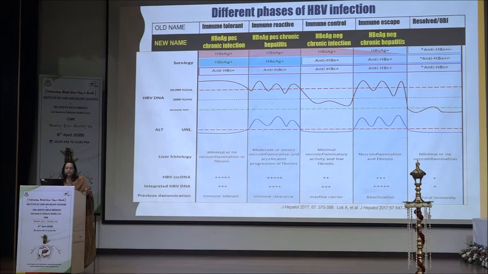The first phase, when the virus enters, is known as immune tolerant. That was the old name. Now it is HBeAg positive infection. The virus dominates, and the immunity is not there. So all the viral markers are high. DNA high, surface antigen high, E antigen positive, everything. But ALT is normal, because liver cell death is not happening, as liver cells are killed only by the immune response which is mounted. So normal ALT but high HBV DNA.